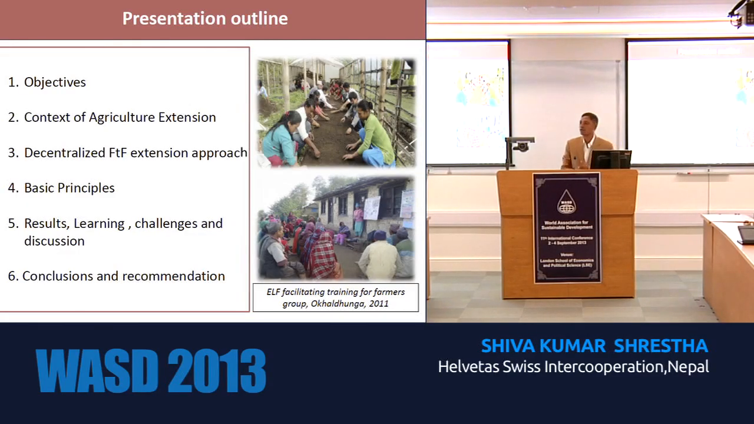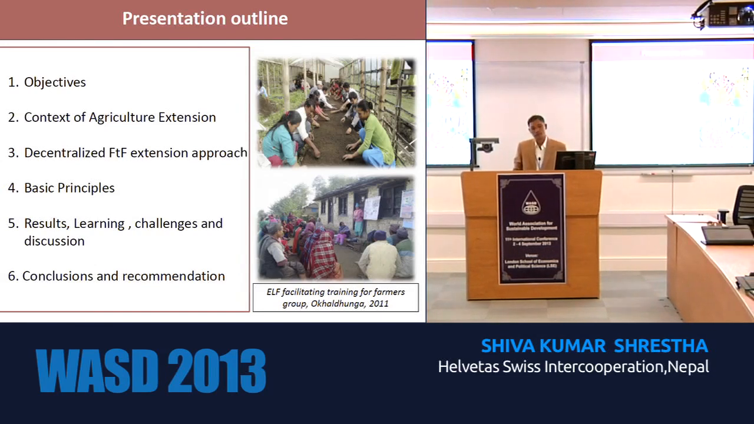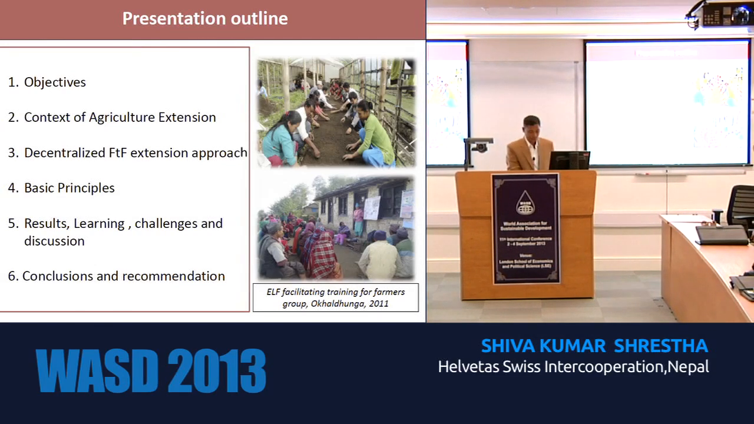My presentation will be divided into 6 sections. I will touch upon the objective of the paper, then the context of agriculture extension in Nepal, then what exactly farmers to farmers agriculture extension is, and then what is the basis for development of this approach. Then I will touch upon the results and discussion, then conclusion and recommendations.